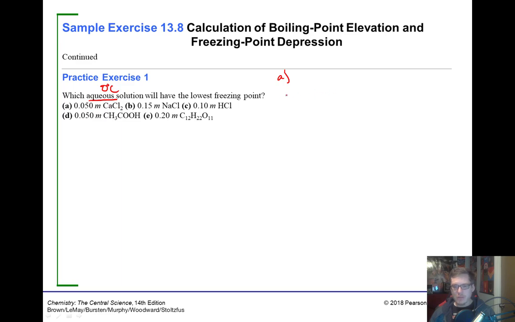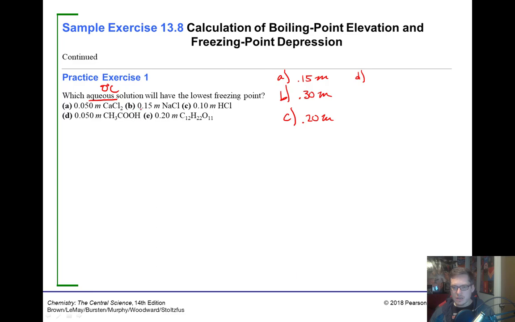So there will be 3 times that value, the number of molal particles. So that would be 0.15 molal of particles. And then for B here, sodium chloride breaks up into 2 particles, so it would have 0.30 molal of particles. C would have 2 ions, hydrogen and chloride, so those would break up, and so you'd get 0.20 molal. All right, and then you've got D here, which again breaks up into two pieces.